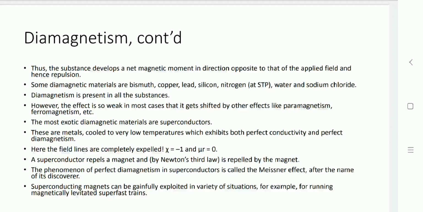Superconducting magnets can be gainfully exploited in a variety of situations. For example, running a magnetically levitated superfast train, in which superconductors and diamagnetism can be utilized.